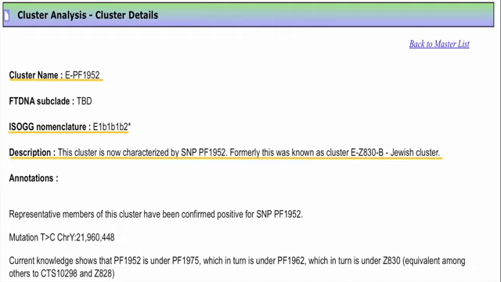Cluster name: E-PF1952, ISOGG nomenclature E1B1B1B2. Description: this cluster is now characterized by SNP PF1952. Formerly, this was known as cluster E-Z830-B, a Jewish cluster.